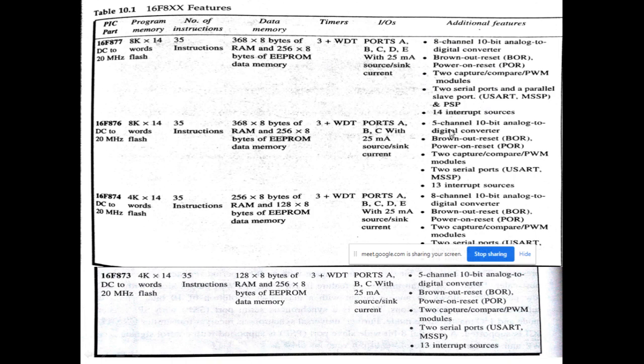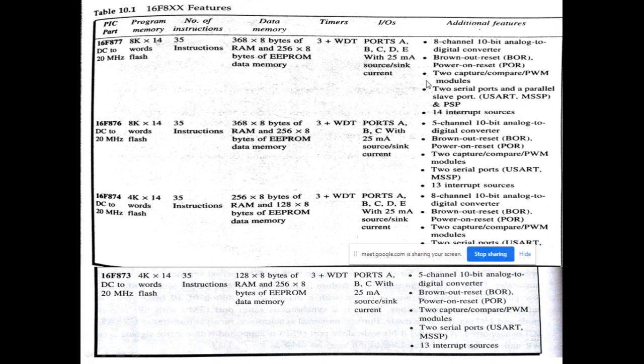Then additionally, it has serial ports. 2 serial ports are available. You know, 8051 microcontroller had only 1 serial port, but this has 2 serial ports. It can communicate serially with 2 devices at a time. It also has a parallel slave port, PSP it is called. The data can be sent in parallel. It can be inputted or outputted.